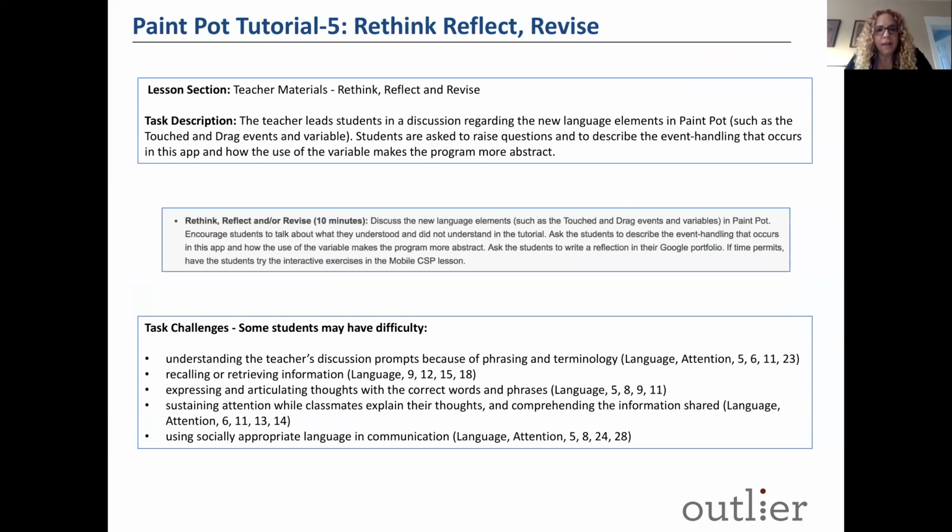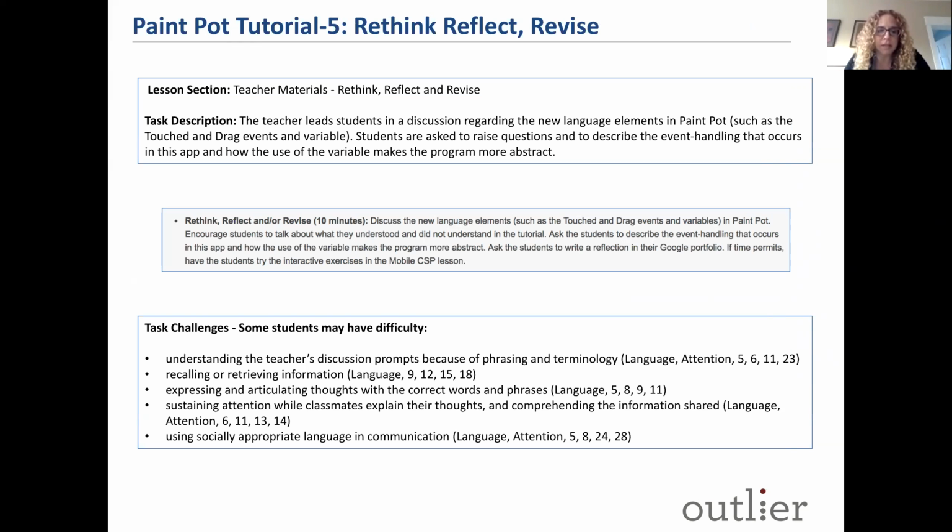All right, and then the next one. The last section here is the teacher materials highlighted there, the Rethink, Reflect, and Revise. The teacher leads students in discussion regarding the new language elements in PaintPod. They're asked to raise questions and describe the event handling situations that occurred. So again, similar to the beginning, it's understanding the teacher's prompts, recalling and retrieving information.